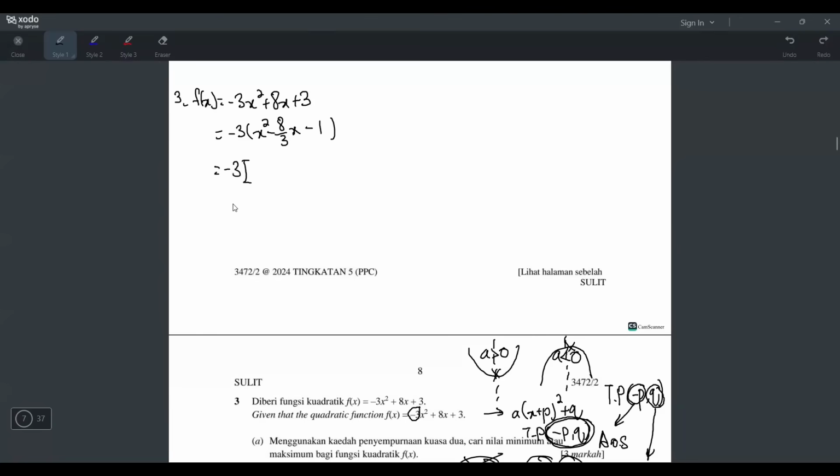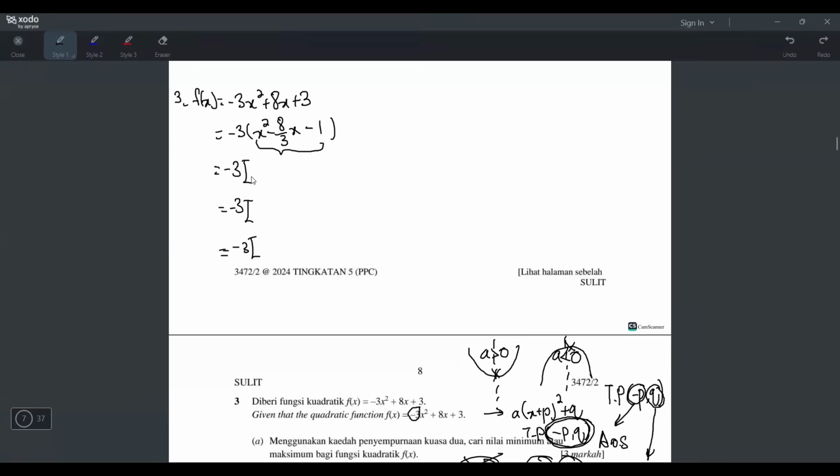Now you have to write negative 3 big bracket. Okay, the big bracket is very important. What's inside here now? X squared minus 8 over 3x minus 1. So now you can do completing the square, but you will do it separately with the negative 3, because the negative 3 is like you just leave it, just write it outside, right? So you're just looking at whatever inside here.